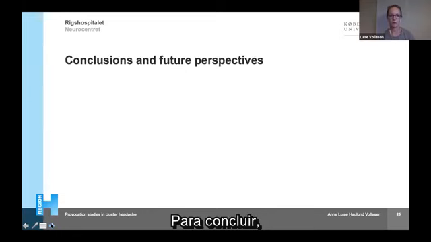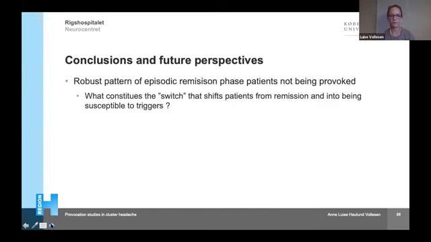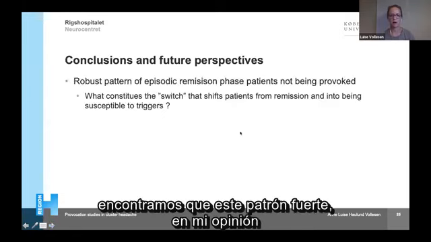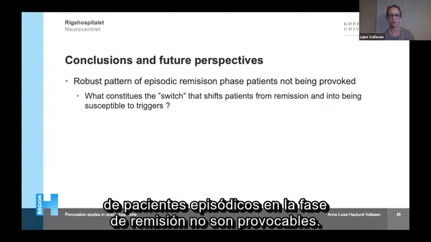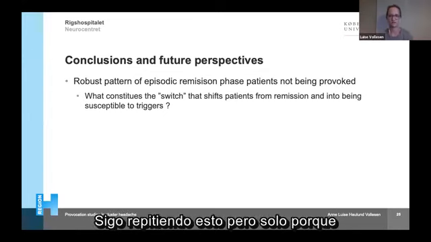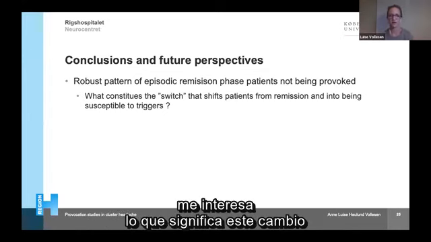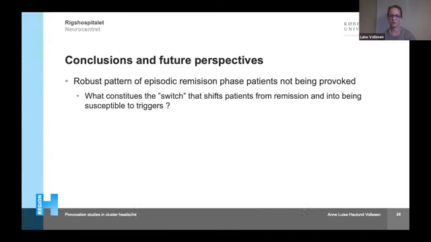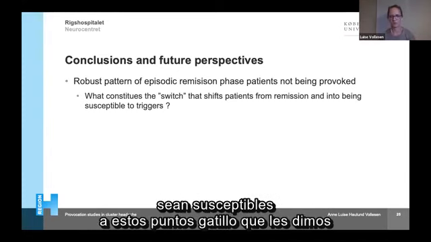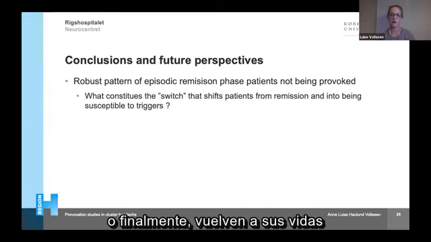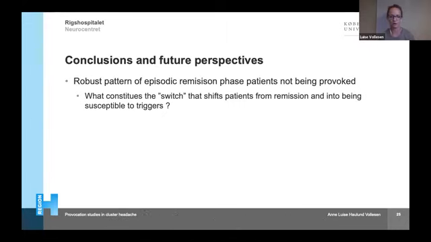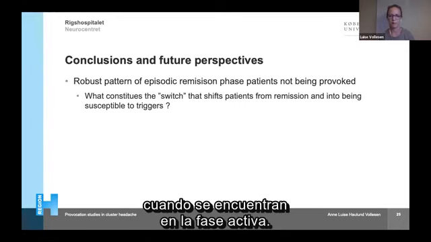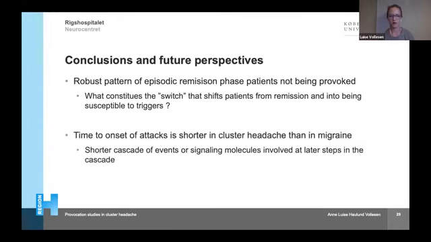So to conclude, we find this robust pattern of episodic remission phase patients not being provocable. I keep repeating this, but it's just because it interests me what constitutes the switch that shifts the patients from their remission phase into being susceptible to these triggers that we give them, or ultimately to going about their lives when they go into their active phase.